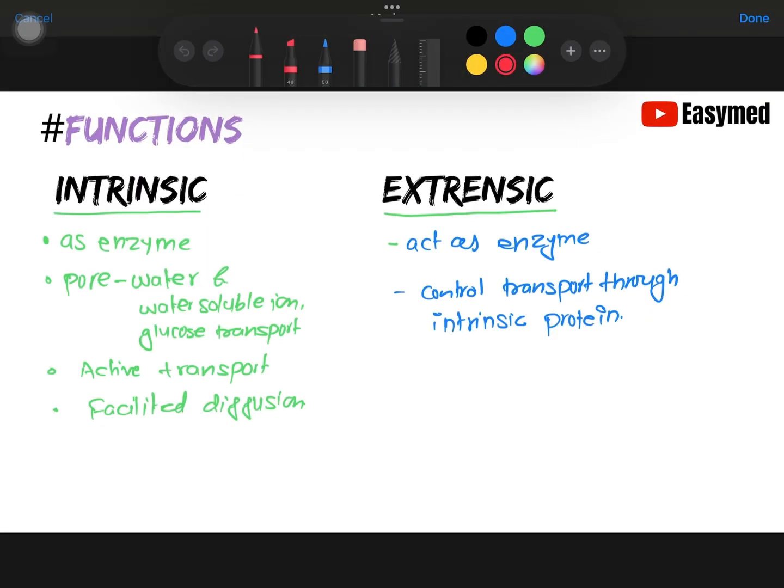And there is a function of intrinsic and extrinsic protein, and one is that the intrinsic protein also acts as receptor for the peptide hormones.